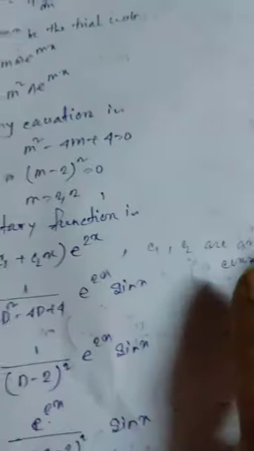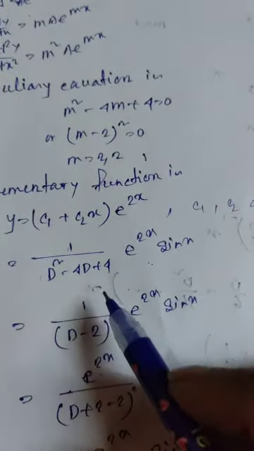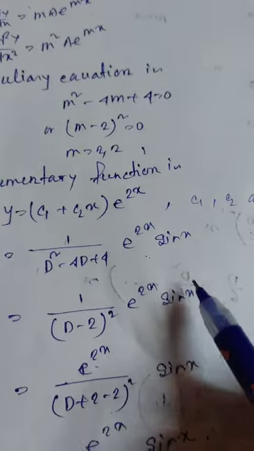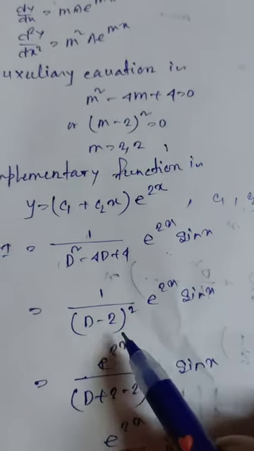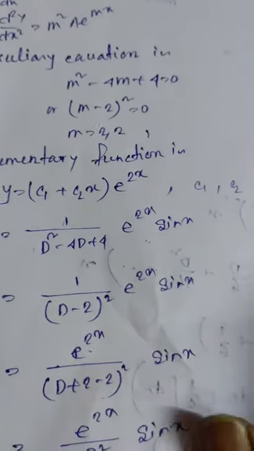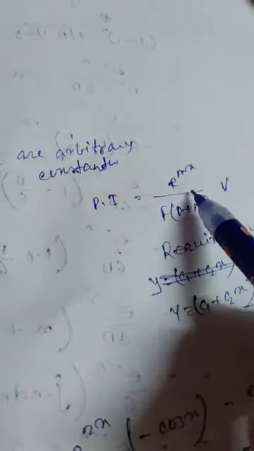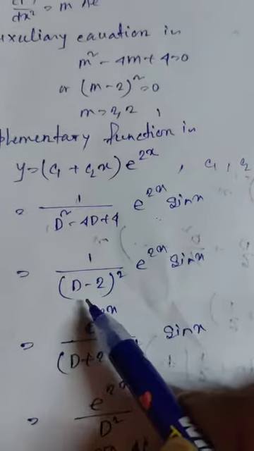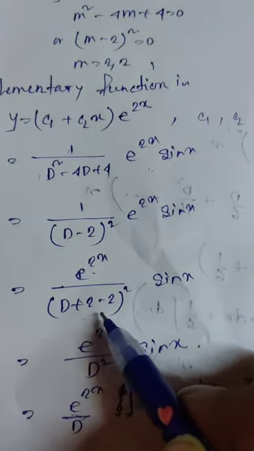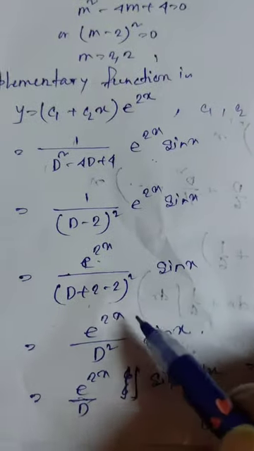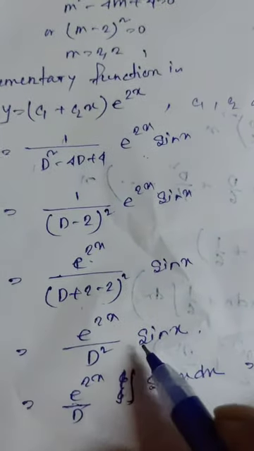So here we can write 1 by (D square minus 4D plus 4) e to the power 2x sin x, which equals 1 by (D minus 2) square e to the power 2x sin x. Now here we use the form f of (D plus m), and here m is equal to 2. So if we put D plus 2, we get e to the power 2x by (D plus 2 minus 2) whole square sin x, and finally we get e to the power 2x by D square sin x.